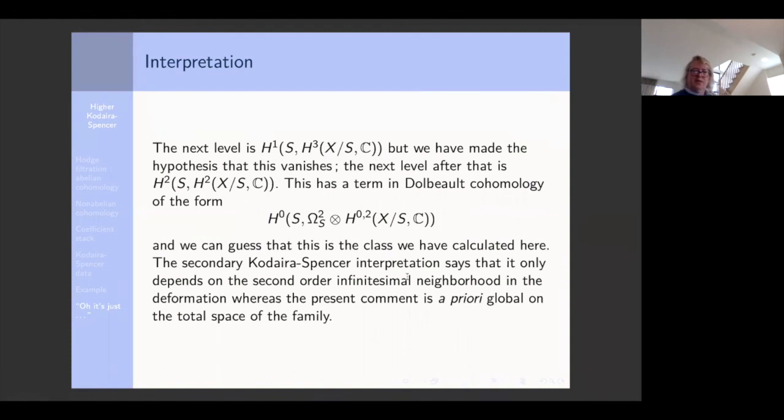So I'm not sure we really gained too much by this, but I think we gained just a teeny bit, which is that we show it only depends on the second order infinitesimal neighborhood of the deformation, whereas this class is a priori global. I should also say, I'm pretty sure, but again, I didn't do this, that this class should be expressible as a Massey product. If we take a wedge product alpha wedge beta here, then it should be expressible as a Massey product of eta, eta, alpha, beta, basically. Anyway, okay, so I'm done. So finished.